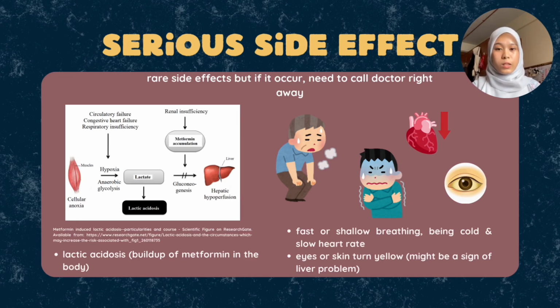Other symptoms to watch out for include fast or shallow breathing, feeling unusually cold or weak, slow heart rate, and very importantly, if the eyes or skin turn yellow, it might be a sign of a liver issue. So if any of these signs appear, it is very crucial to call a doctor immediately. Even though this side effect is very rare, being aware of it can save lives.